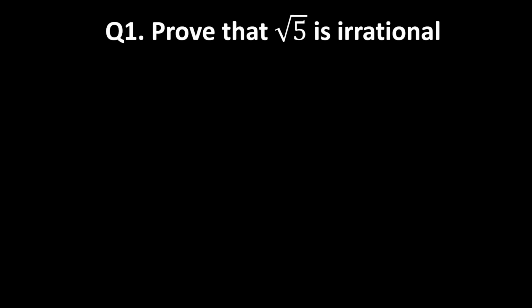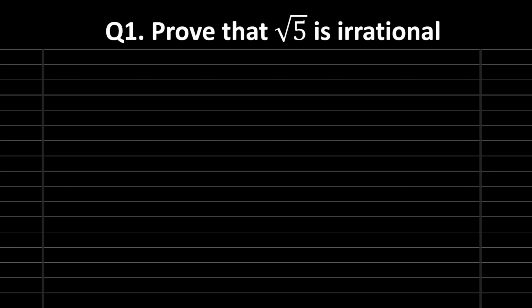Exercise 1.3, question number 1. The question is, prove that root 5 is irrational. So again, we will be using over here the method of contradiction. Let's start with the solution. So first of all, we will write down, let root 5 be a rational number.